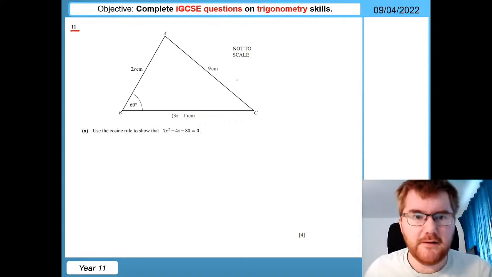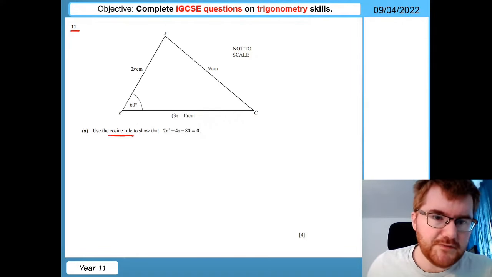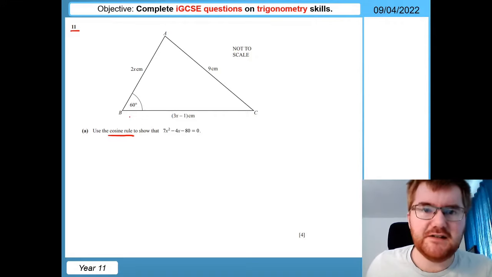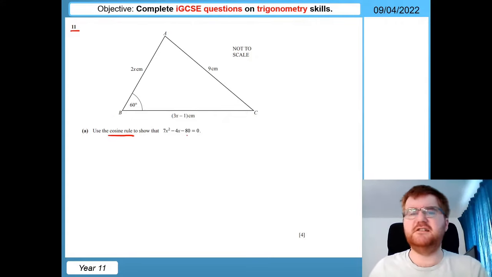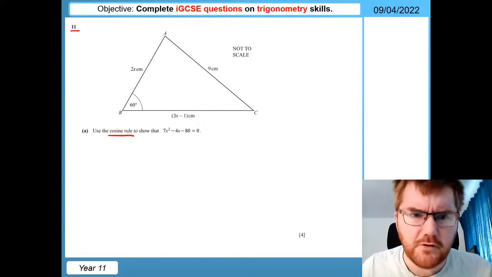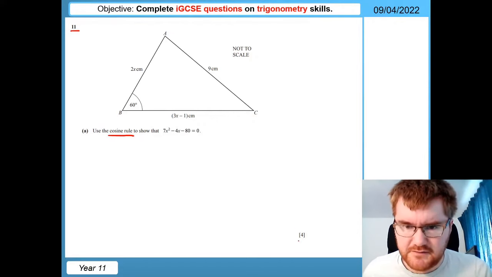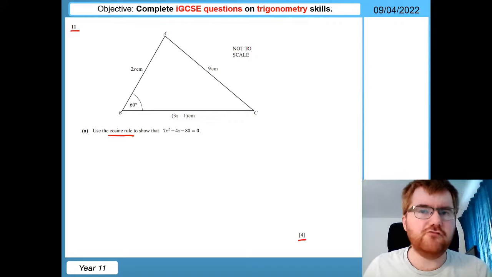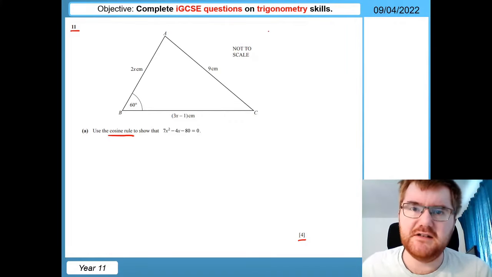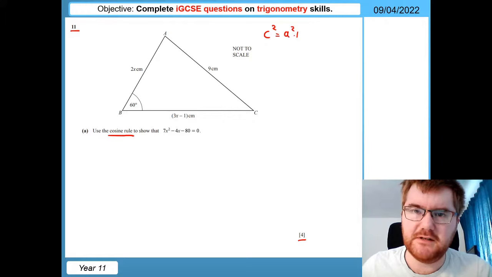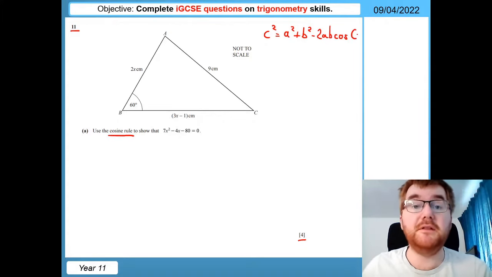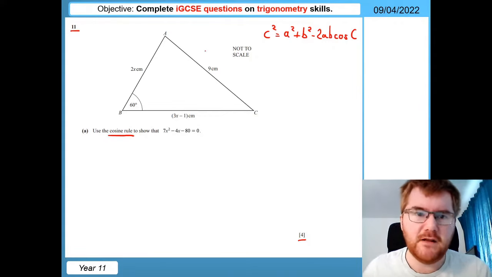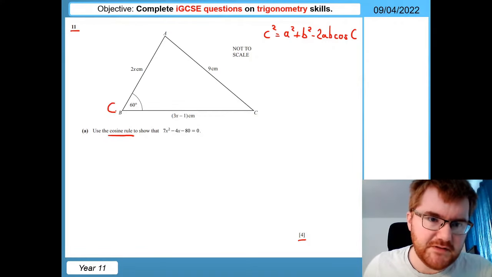And we've got a triangle here, and we need to use the cosine rule. So we'll go back and check what the cosine rule is to show that this quadratic is true in some way. So we've got quite a lot of work to do here because it is out of 4 marks. And let's just remind you what the cosine rule is. It's c squared equals a squared plus b squared minus 2ab cos C. Now remember the formula sheet actually had the letters in a different way around. But let me just show you how these letters correspond to my diagram. So the angle is going to be big C. So this one here.